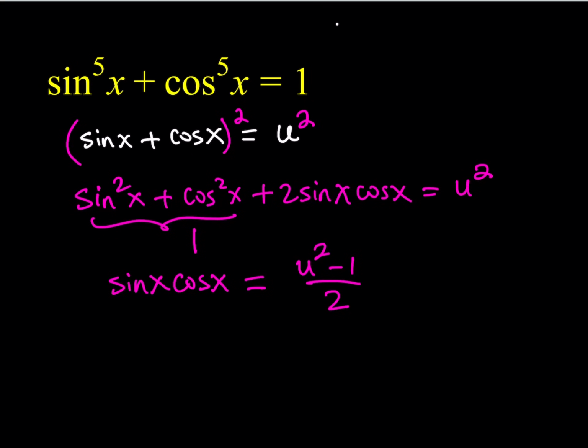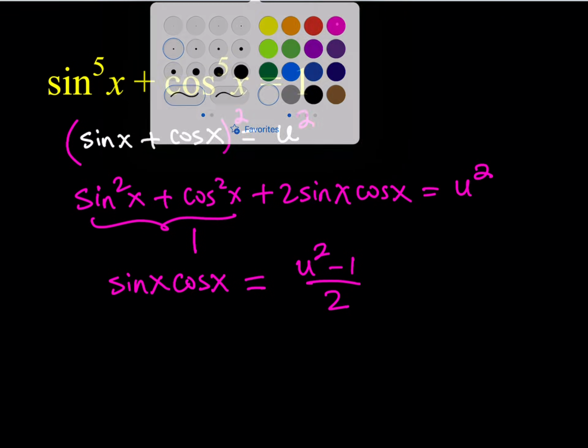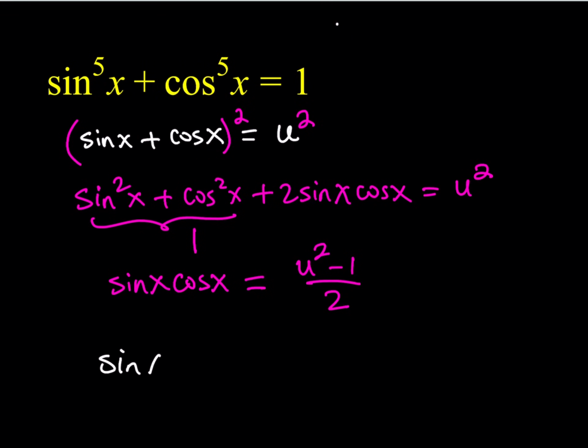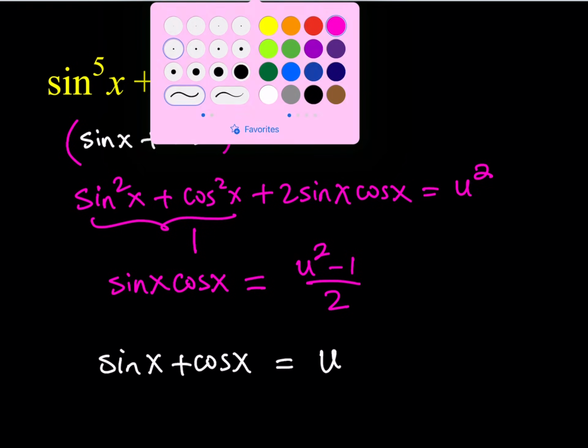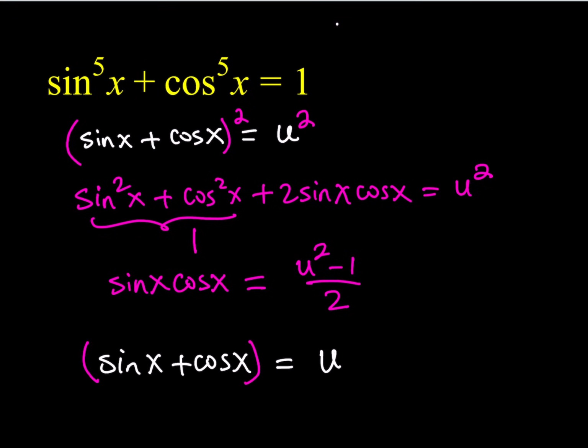Okay. Now, the second thing that I'm going to do, and you might be saying, like, what does this have to do with fifth power? We'll get to that. Okay. The second thing that I'm going to do is I'll take the sine x plus cosine x. I'm going to write that again. Okay. So I'll have sine x plus cosine x. And this time, I'm going to be cubing both sides. Okay. So let's go ahead and cube both sides.